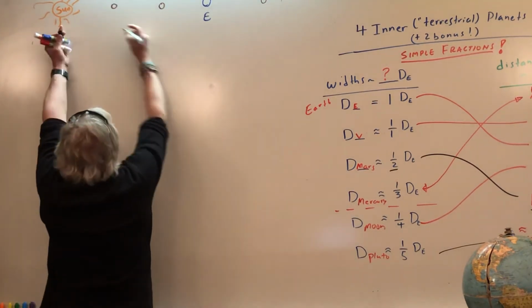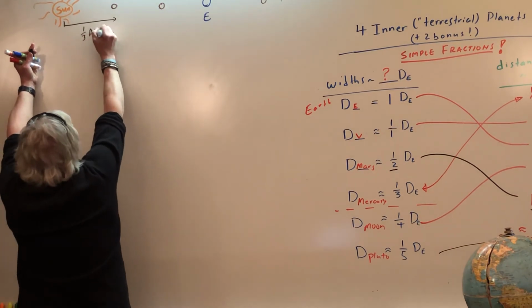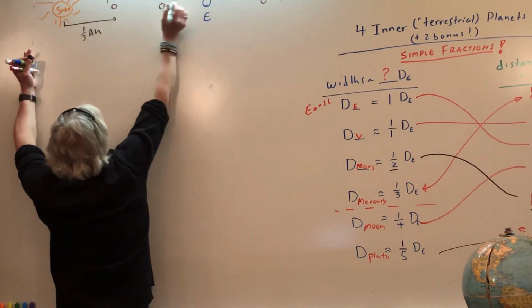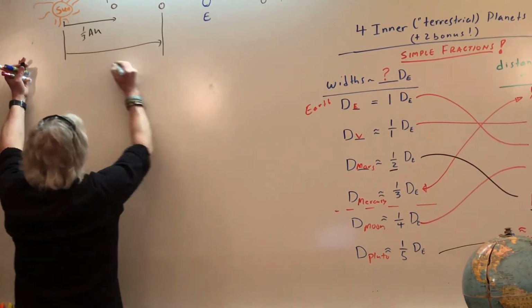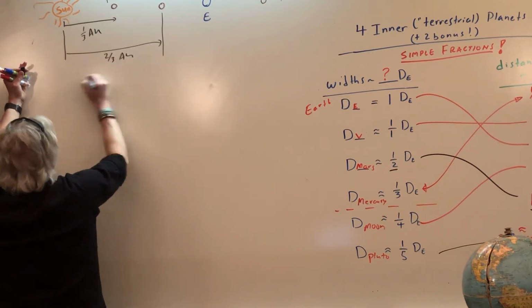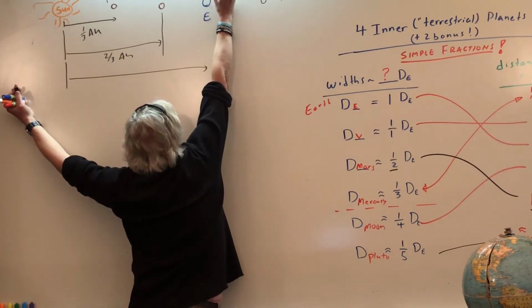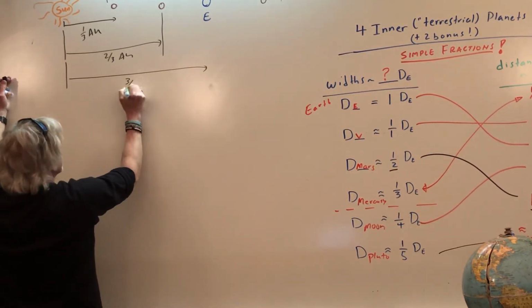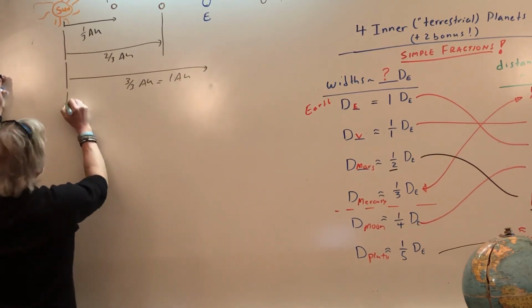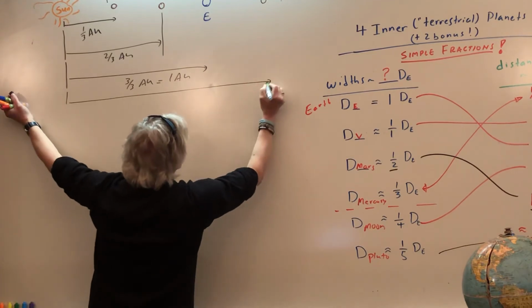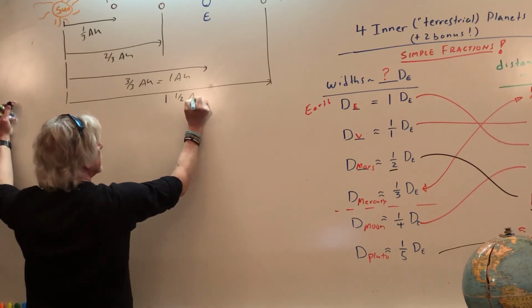So I've got 1/3 of an AU, 1/3 of an AU to Mercury. Venus would be 2/3 of an AU. Earth and Moon are 3/3 of an AU equals 1 AU. And then finally, out to Mars, I've got 1.5 AU.